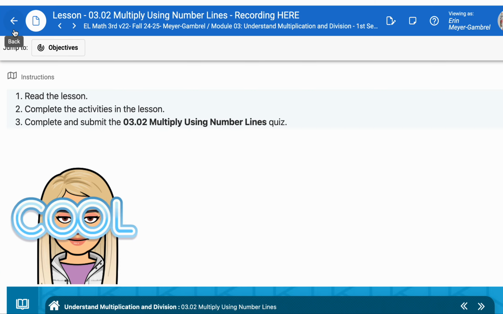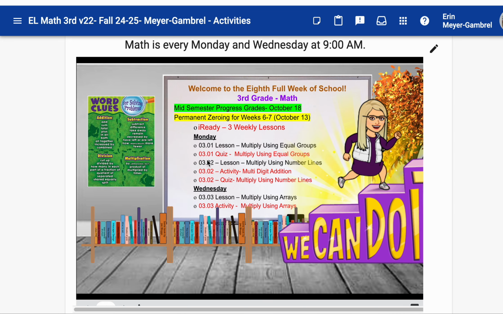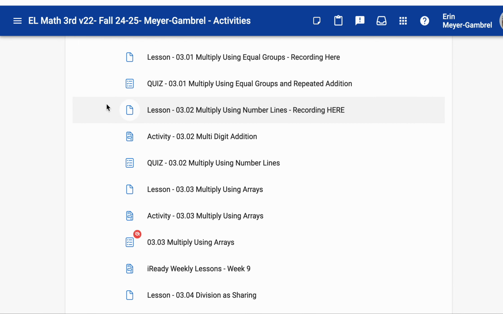So when we go ahead and head on into Buzz right now and look at 3rd grade math, what are we doing today? So I am in lesson 302. Okay, we just did 301. So we're looking at 302. Okay, this is a day where you have 2. So when we go into 302, I know that we are looking at our lesson. Okay, we got our activity.